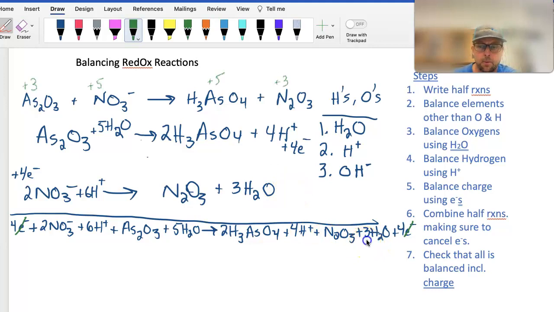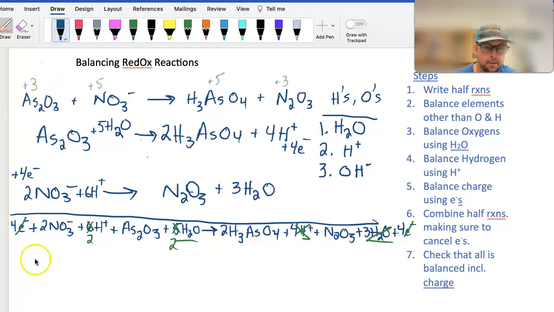Also, we have 3 waters on the right and we have 5 waters on the left. So we are allowed to cancel all 3 of these, which will leave us with 2 waters on the left. Similarly, we have 6 hydrogen ions on the left and 4 on the right. So we can cancel off 4 hydrogens, and that will leave us with 2 hydrogen ions over here. And now it looks like we've canceled everything that is common on both sides.